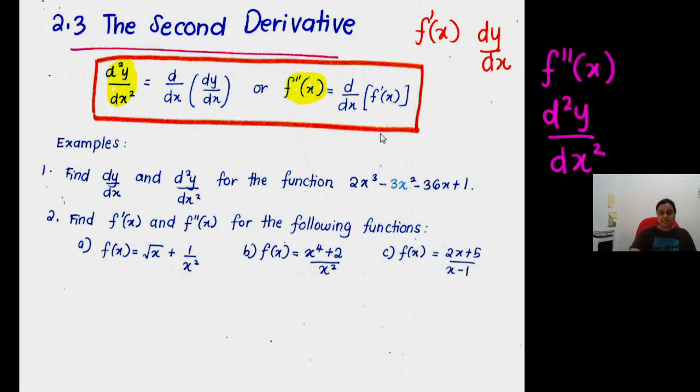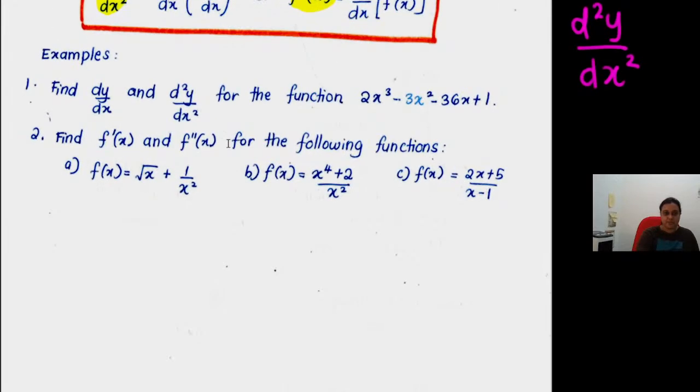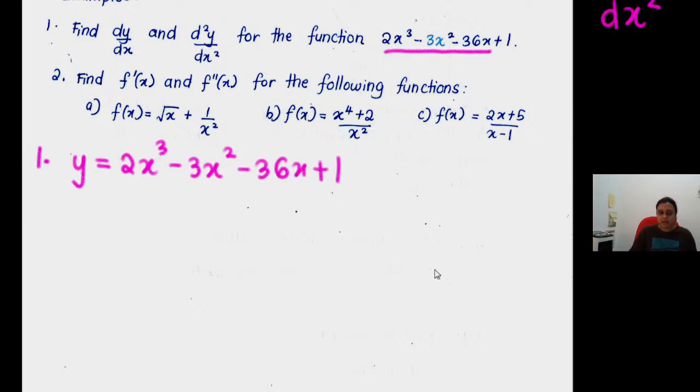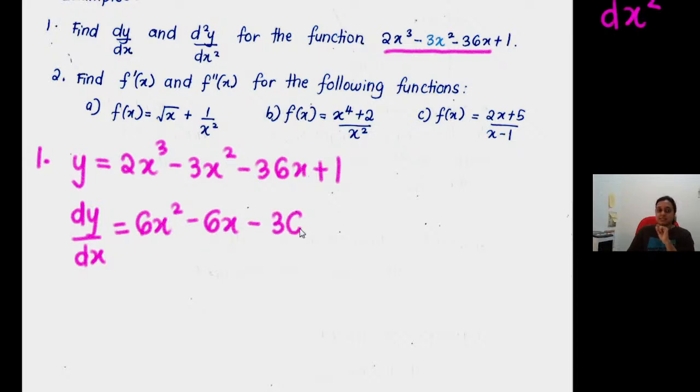So now let's do question 1 first. Find dy dx and second derivative for this function. I write down first, y is 2x cubed minus 3x squared minus 36x plus 1. That is function y. From here let's find the dy dx first. It's very straightforward, easy, right? Differentiate only. So here we will get 6x squared minus 6x minus 36. Done. That's your dy dx.